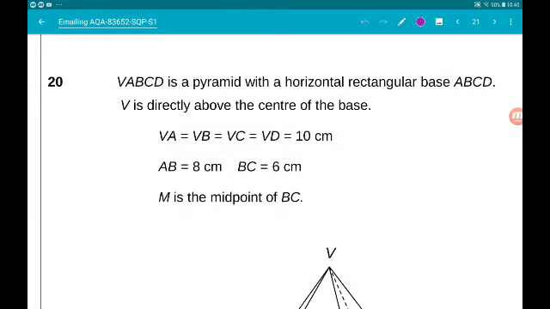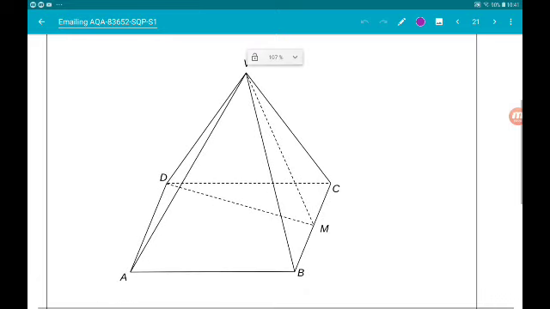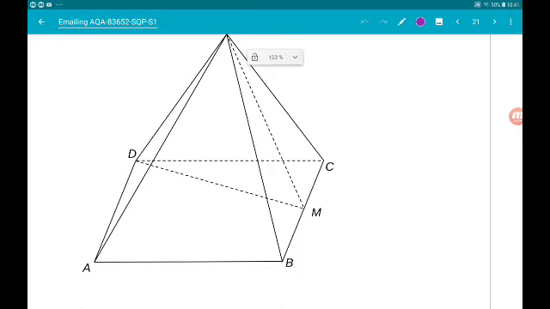Okay, question 20. VABCD is a pyramid with a horizontal rectangular base. VA equals VB equals VC equals VD, which equals 10 centimeters. So those are the lengths from the tip down the sides. So this is 10 centimeters.